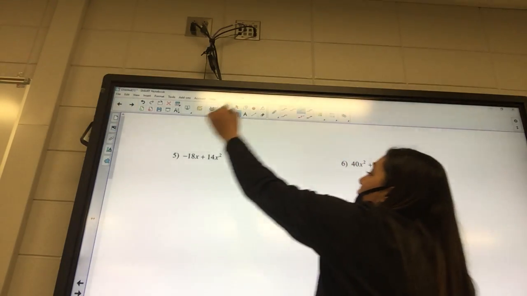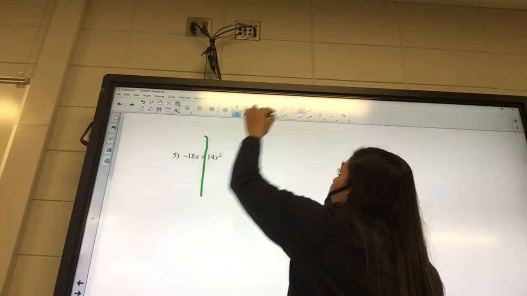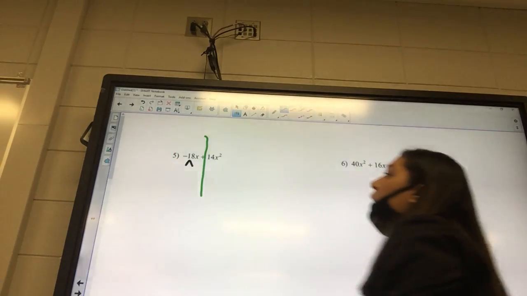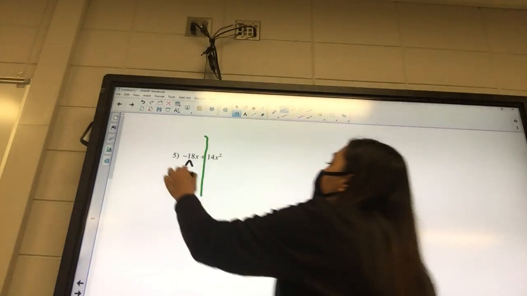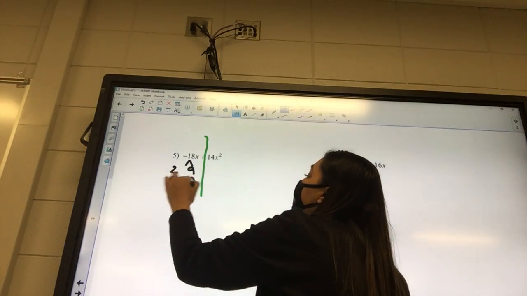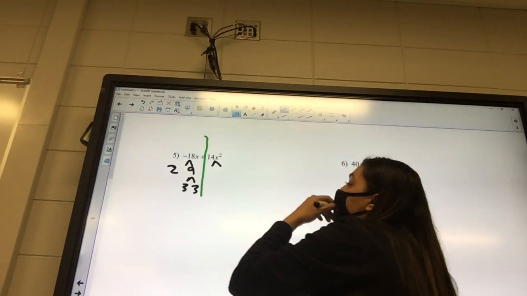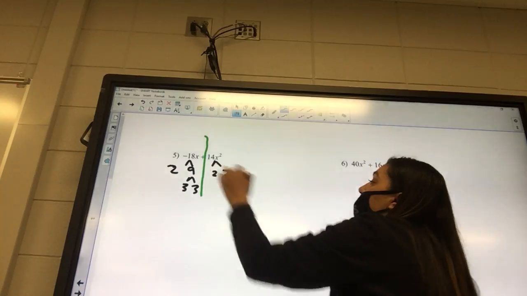Look at 5, start factoring it out. Draw your little separator. Okay, 18, what are some factors of 18? 2 and 9, 3 and 3. 14: 2 and 7.